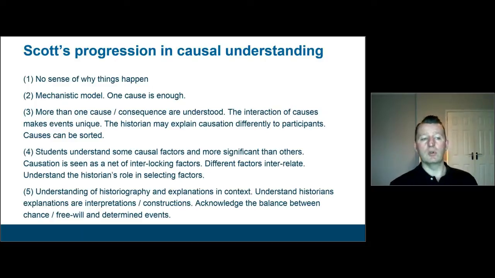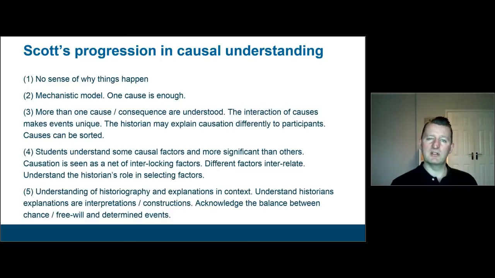Later on, at a more developed stage, they might look for more than one cause, and they'd understand that more than one cause can happen simultaneously. The interaction of causes makes events unique because there are no similar events that can be triggered by the exact same constellation of causes in the same context. And they might recognise that the historian can explain causation differently to participants than people at the time could have done, and they might start to sort causes into different factors.